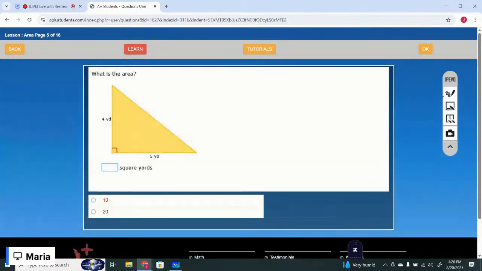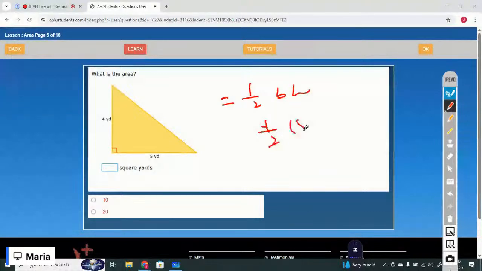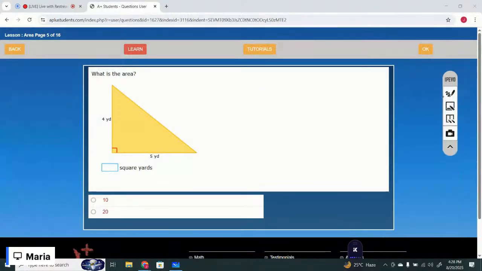What is the area? The area of the triangle is half times base times height. So that is half times base times height. Base is 5, height is 4. Half times 4 is 2, times 5 is 10. So 10 it is. Option number 1 is the correct option. Okay, you can complete the lesson by yourself later today. Let me just move on to the next lesson.